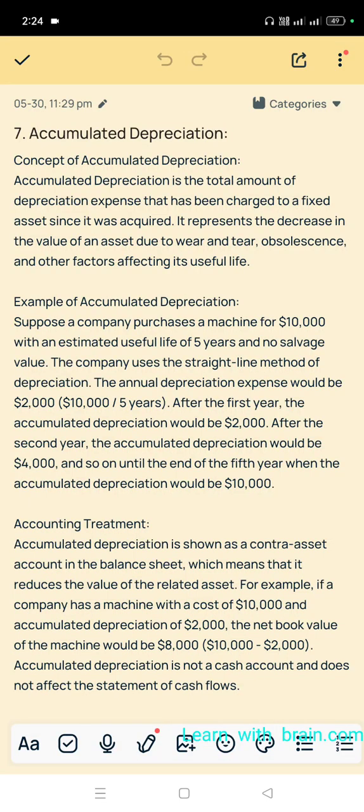Today we will discuss accumulated depreciation. First of all, we have to learn what is accumulated depreciation.